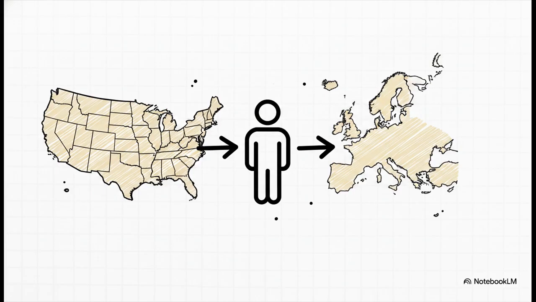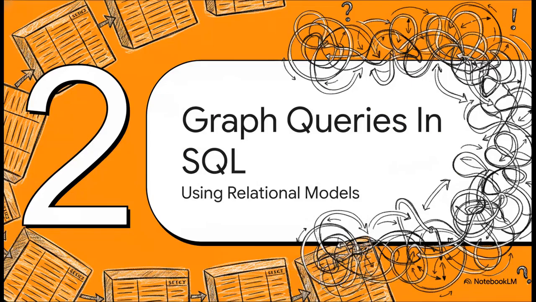The tricky part isn't the conditions themselves, it's the arbitrary depth. We have no idea in advance how many within relationships the database engine is going to have to follow to actually reach the target continent. Let's see how our traditional tools handle this.